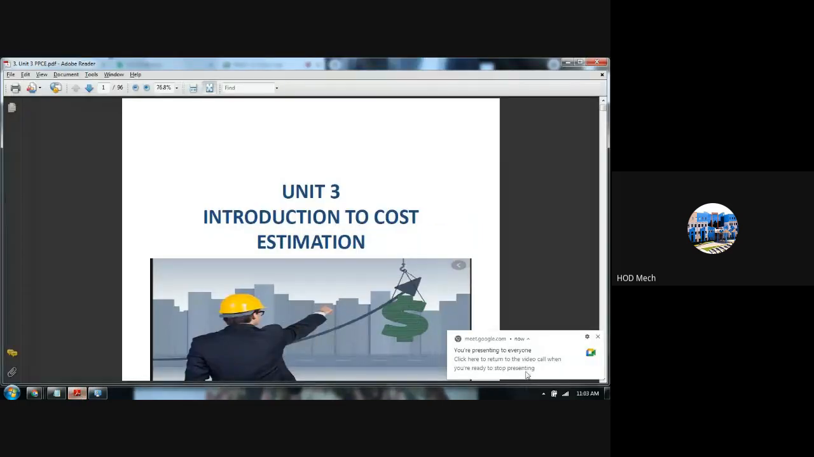So in today's session, we are going to talk on Introduction to Cost Estimation. This is your Unit 3, and it will be extended up to 9 hours from today. So in 9 hours, we have to complete this introduction, but we will go at the same pace. It may take 10 or 11 hours, no issues. We will go at the same slower pace as we have done in the first 2 units.